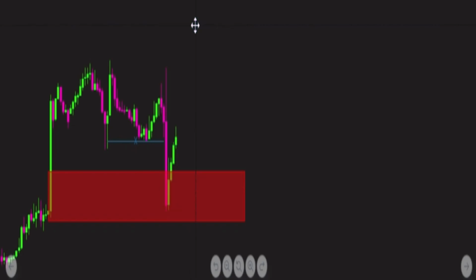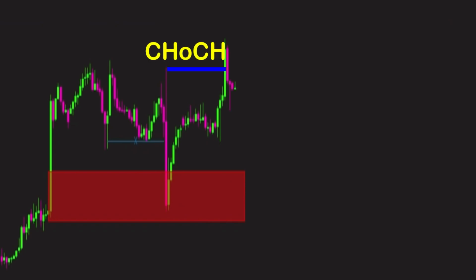And after sweeping the liquidity zone in the market, we would wait for the market to make a change of character. When the market makes the change of character, it indicates that the market has switched its character from bearish to bullish during the bullish order block zone and from bullish to bearish during the bearish order block zone.